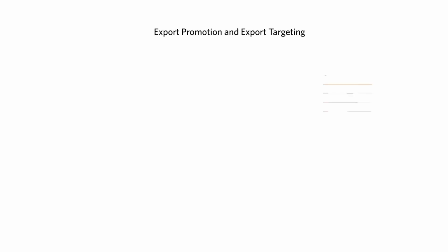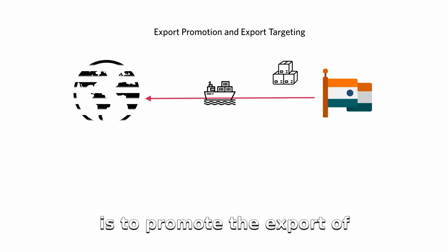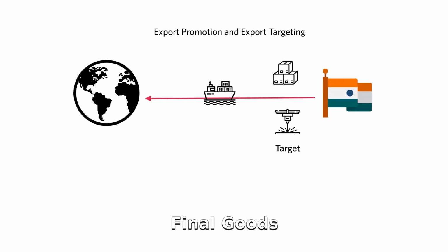The export promotion and export targeting mechanism is to promote the exports of goods in general and target final goods heavy industry products for export in particular.